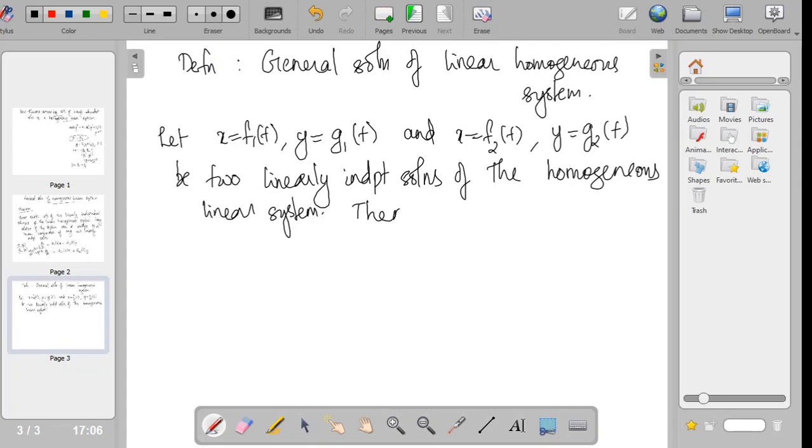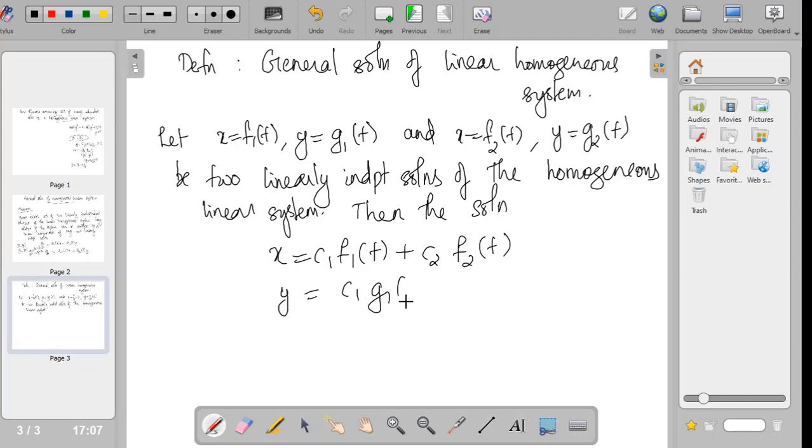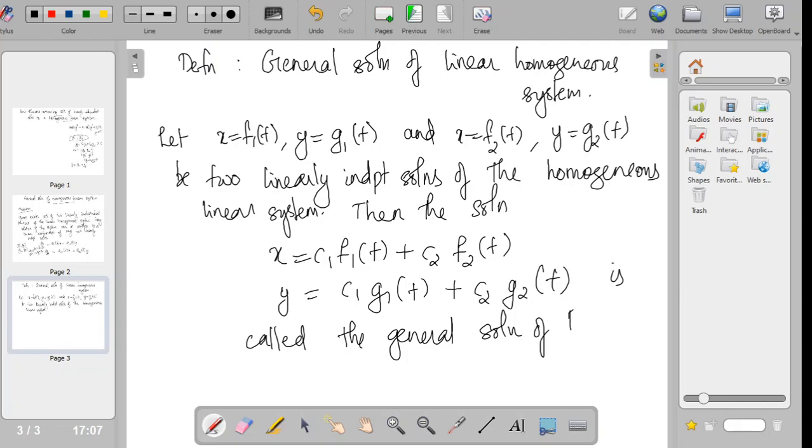Then the solution x equal to c1 f1(t) plus c2 f2(t) and y equal to c1 g1(t) plus c2 g2(t) is called the general solution of the system. So this is called the general solution of the homogeneous system.